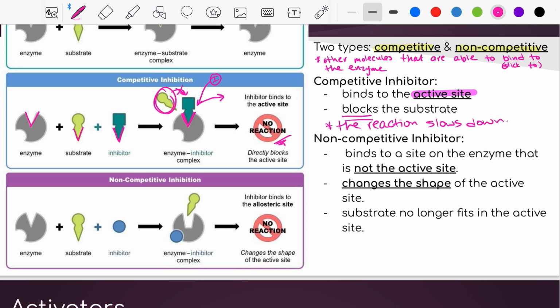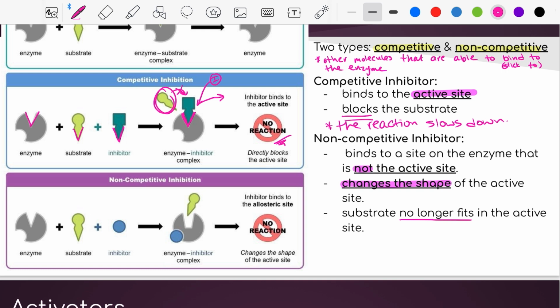Okay, now with a non-competitive inhibitor, it's going to bind to a different location than the active site, so not the active site. And what it's going to do is it's actually going to change the shape of the active site. So it's going to kind of interact with the enzyme and change the shape of the active site. Okay, and then what's going to happen is that the substrate is no longer going to be able to fit. It no longer fits in the active site. And that's how the substrate gets blocked.